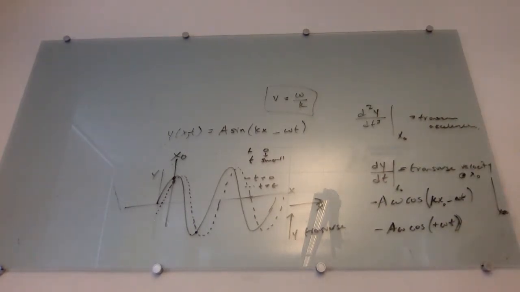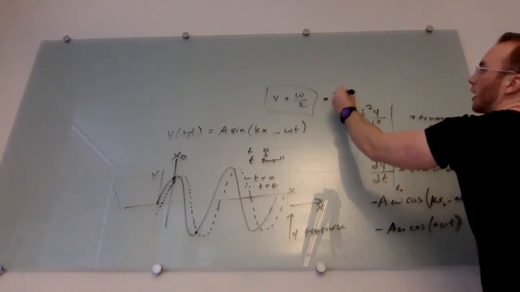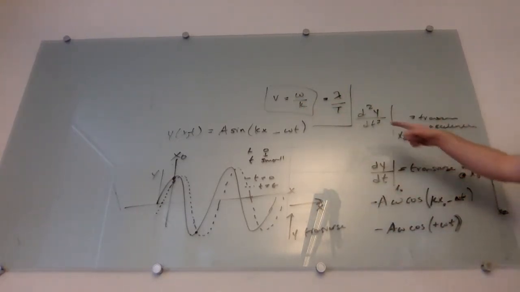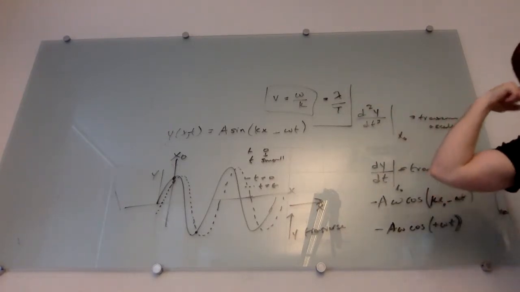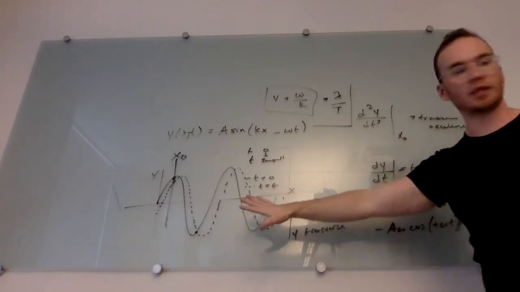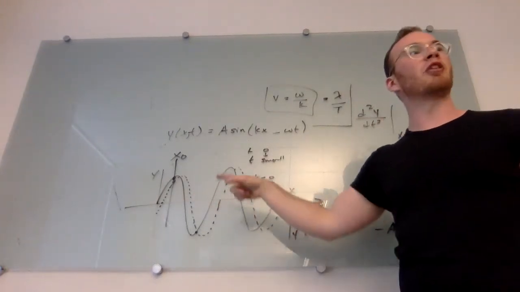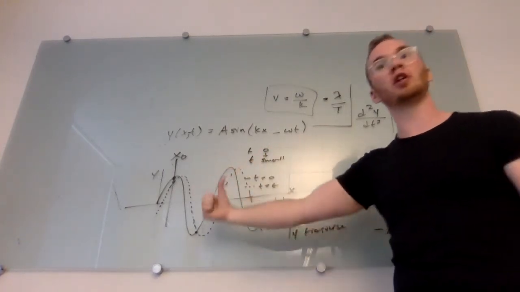Or wavelength over t. That's a much better way to say it, because what we mean by the speed of a wave, remember what I was just saying, the wave is moving, but none of the points are moving like the wave is moving. None of the points are going to the right.